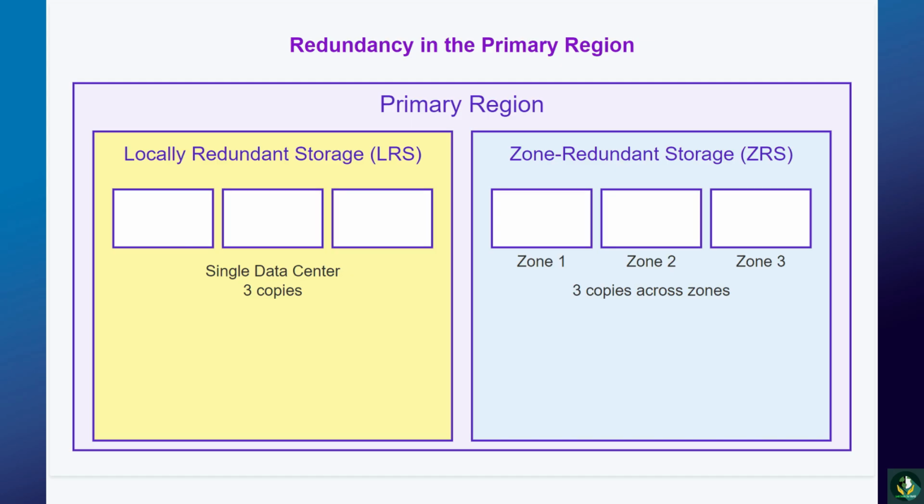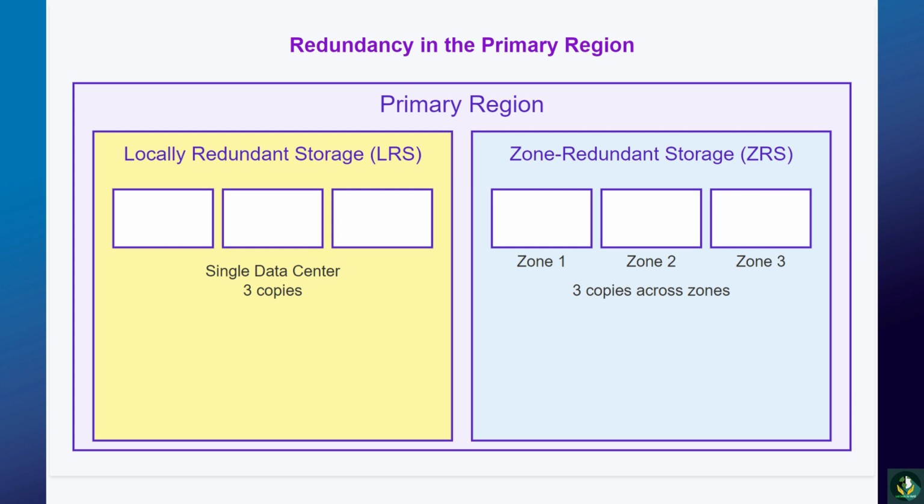This is represented by the 3 rectangles within the LRS box. LRS provides high durability against hardware failures and local network issues, but all copies are vulnerable to data center level disasters. On the right side, we have zone redundant storage, ZRS.